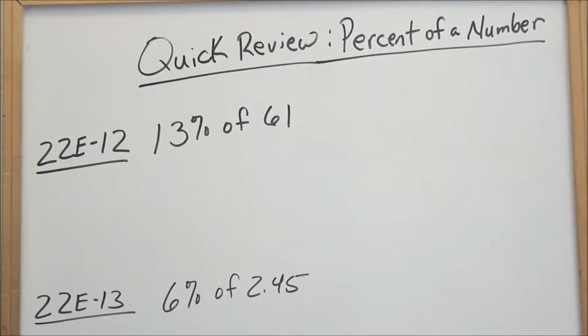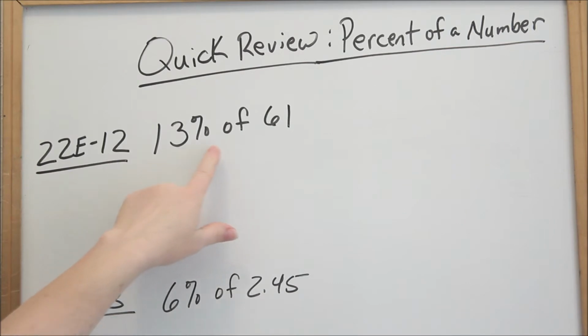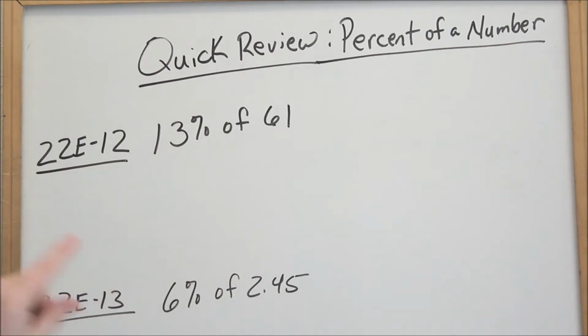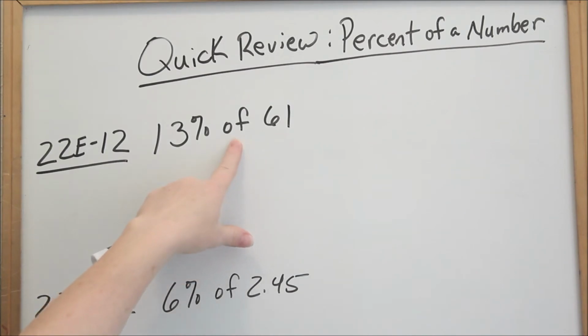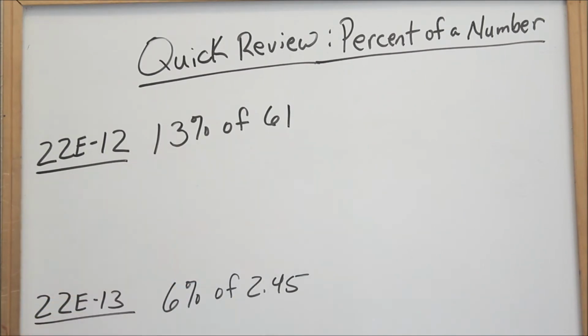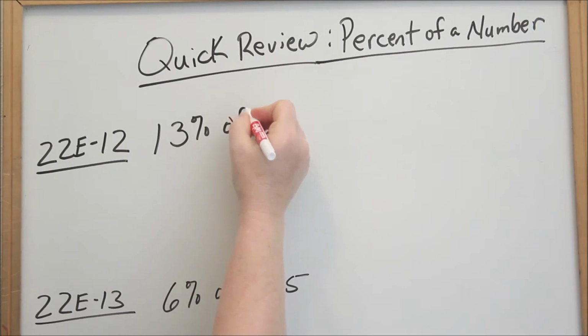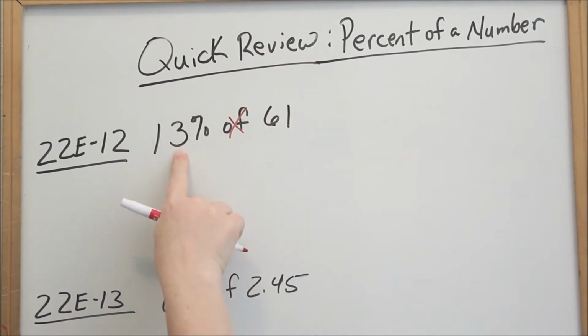Okay, we're going to do a quick review of percent of a number. So if you look at 22E, number 12, we're going to do 13% of 61. So the first thing I need to ask you is what operation does "of" mean in math? It means to multiply. So we're going to do 13% times 61.